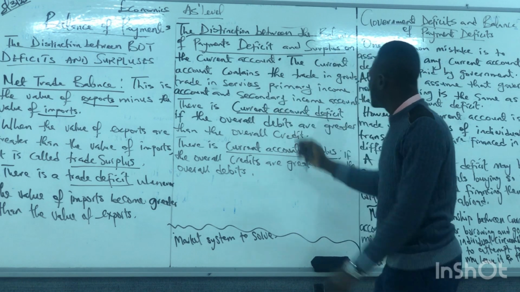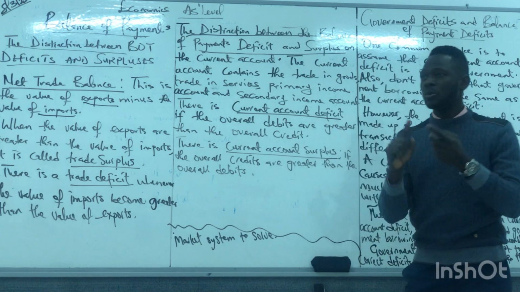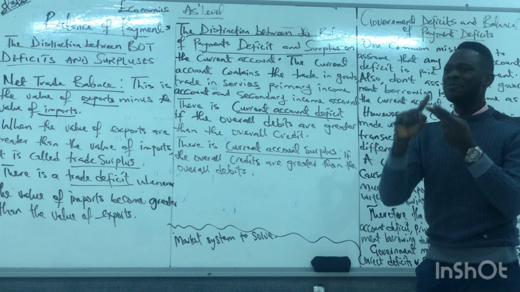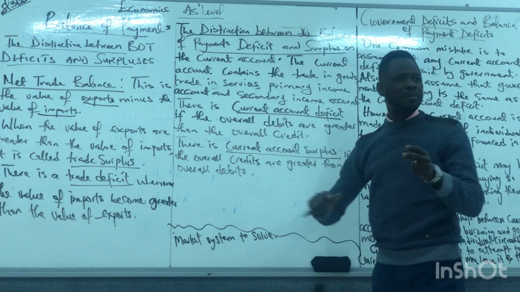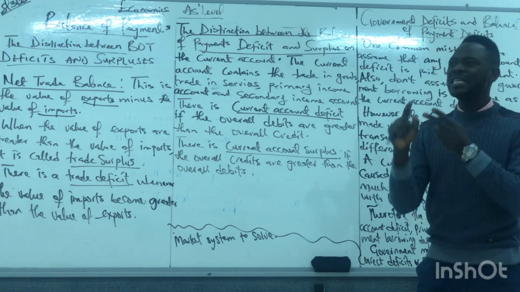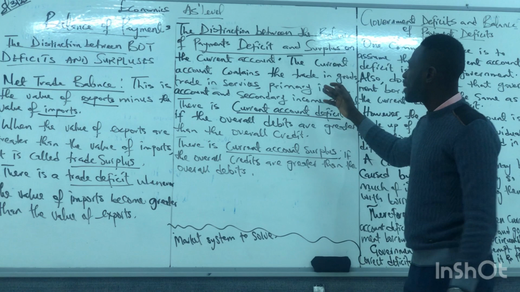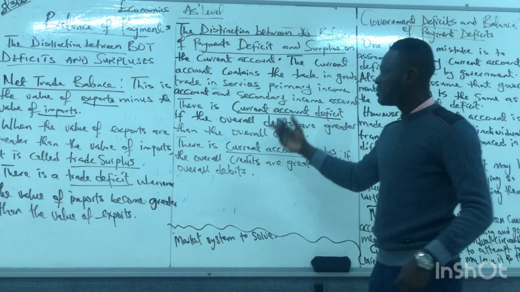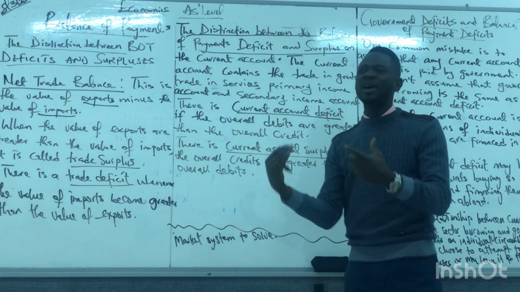The current account contains the trade in goods, which is our balance of trade in goods. That's visible. We're talking about visible imports and visible exports. Trade in services, we're talking about invisible imports, invisible exports, such as tourism. Then we have the primary income, those things we make here. The secondary income, those things we get from other countries in terms of finance.